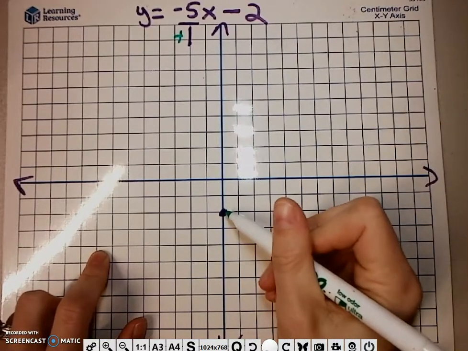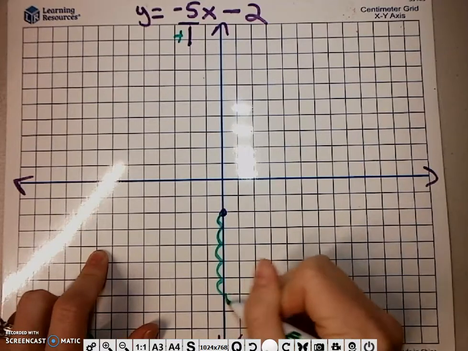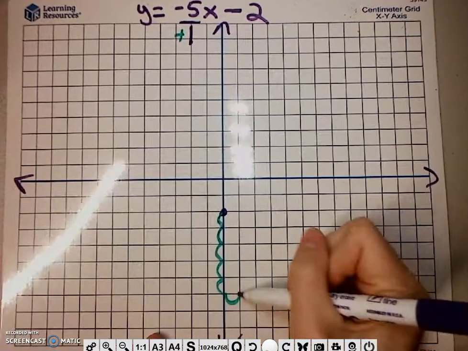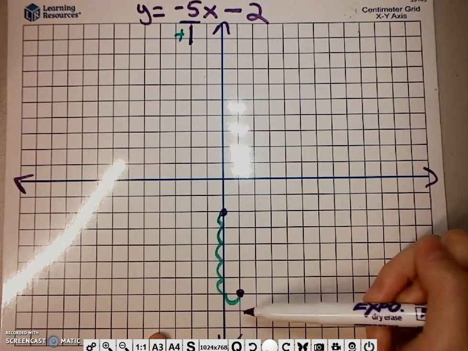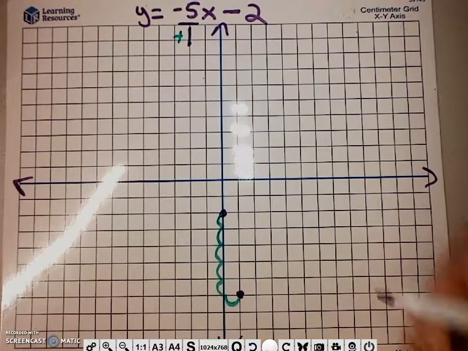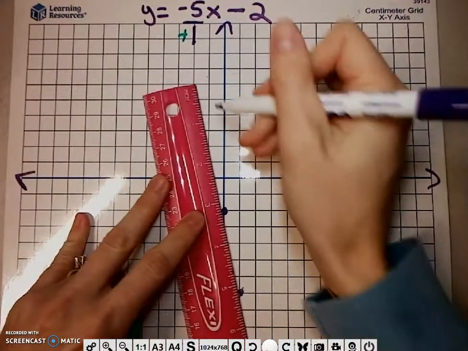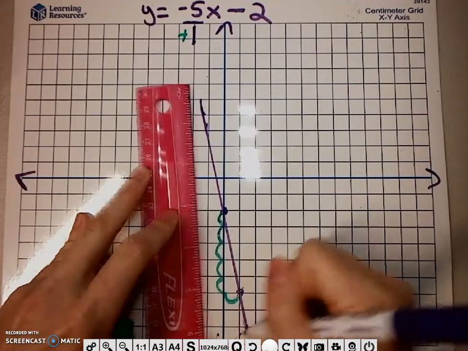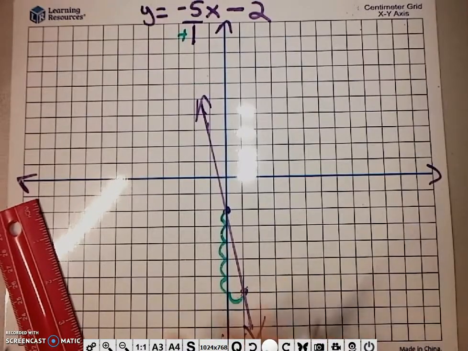So from this point, I go down 5: 1, 2, 3, 4, 5. And then I go forward 1. So this here, you guys, is my new location. Look at it like your slope is bringing you to your next point on your line. If I go down 5, forward 1, that lands me right here. Now I'm just going to connect this with a straight edge. And so again, this line graphed here is named y equals -5x minus 2 in slope-intercept form.